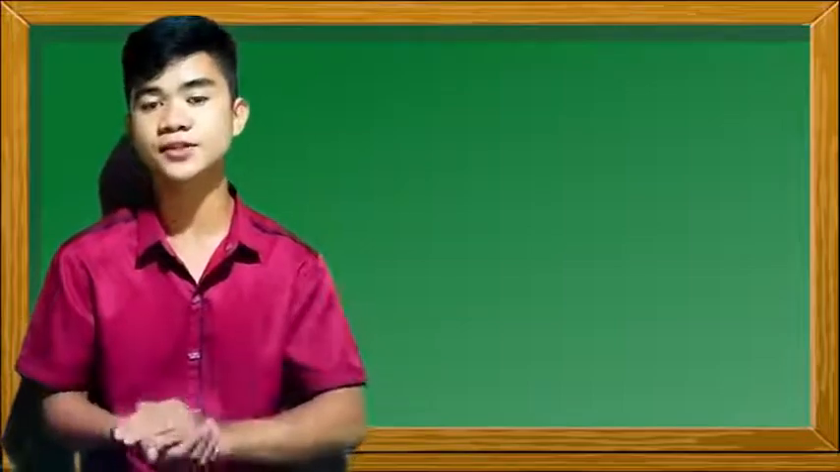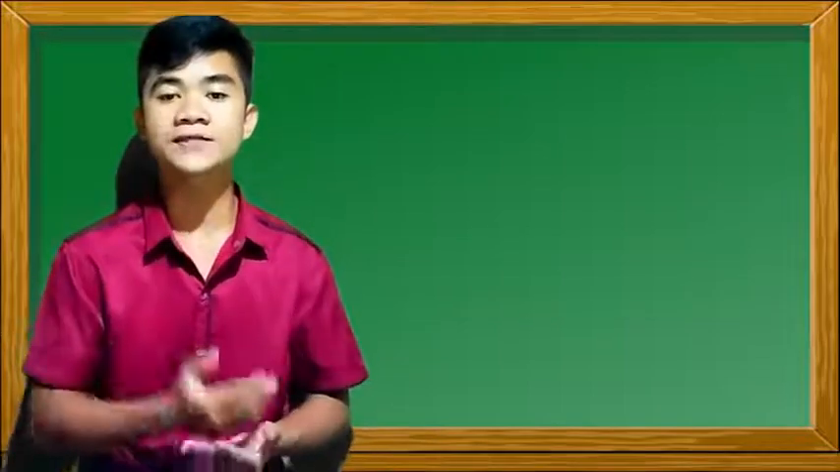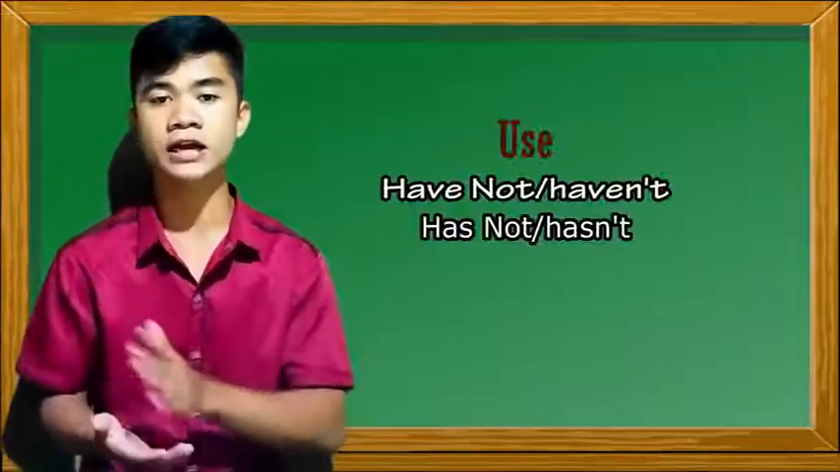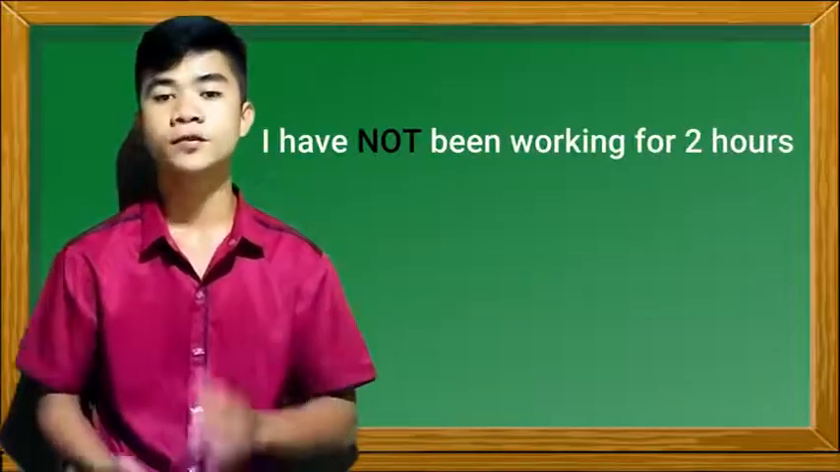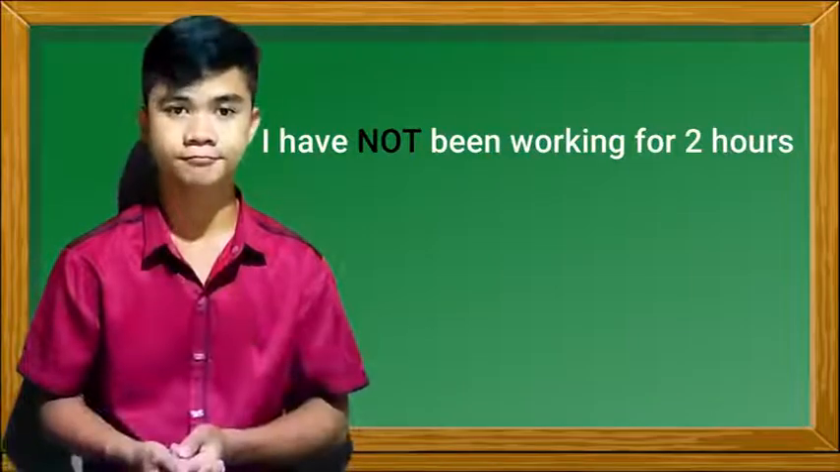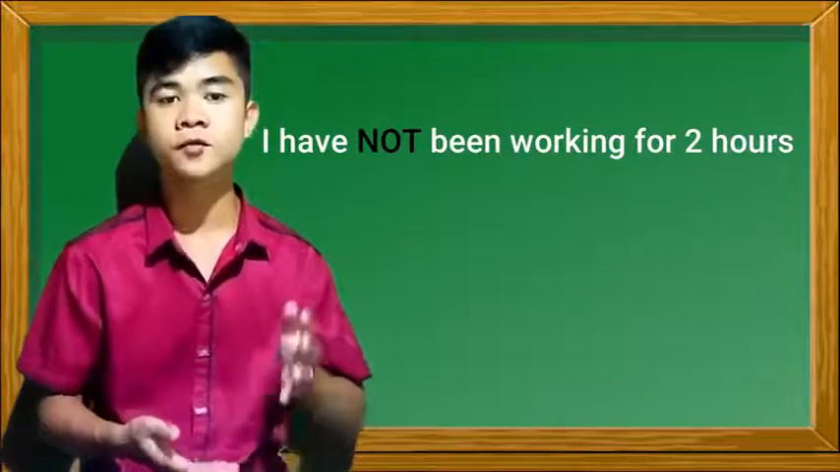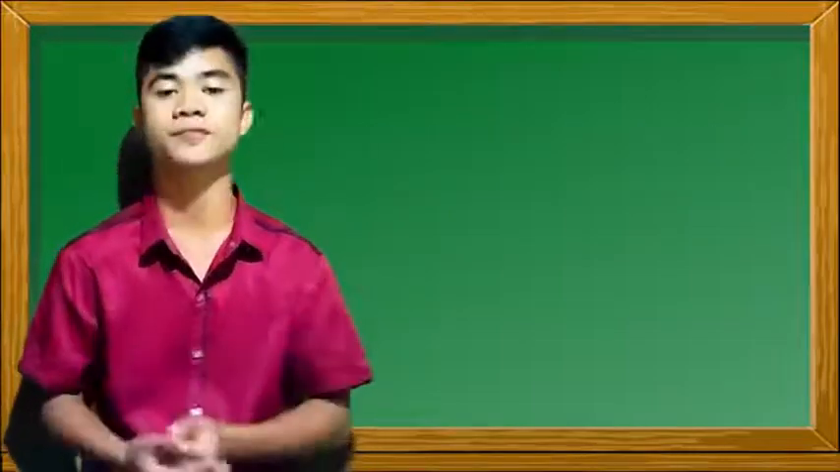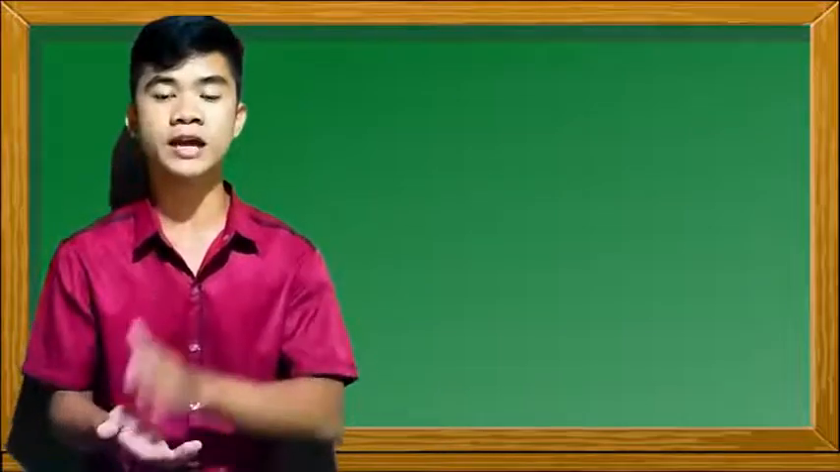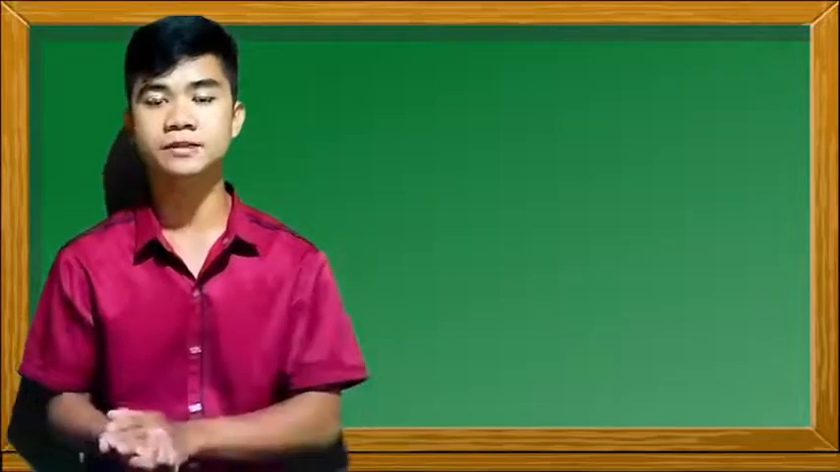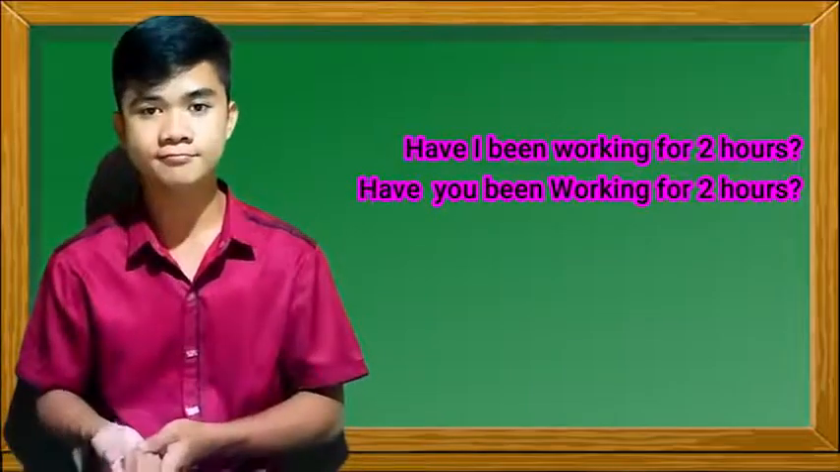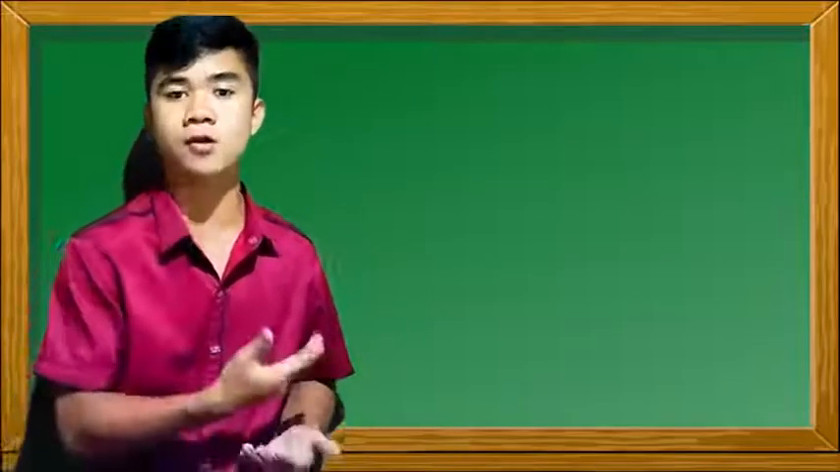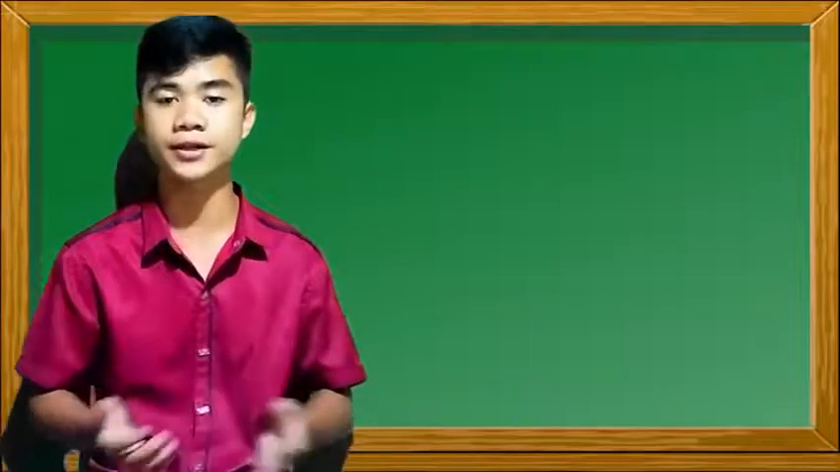That is for the affirmative sentence, but how about the negative sentence? For the negative sentence, we just put not after have or has. For example, I have not been working for 2 hours. So we just put not between have or has and been. While for the interrogative sentence, we just put have or has in front of the subject. Example, have I been working for 2 hours? Have you been working for 2 hours? Have you been watching this video for 2 hours? So those are examples of the interrogative sentence.